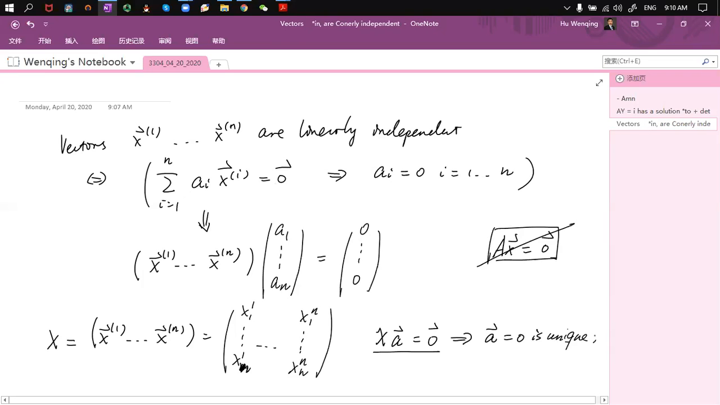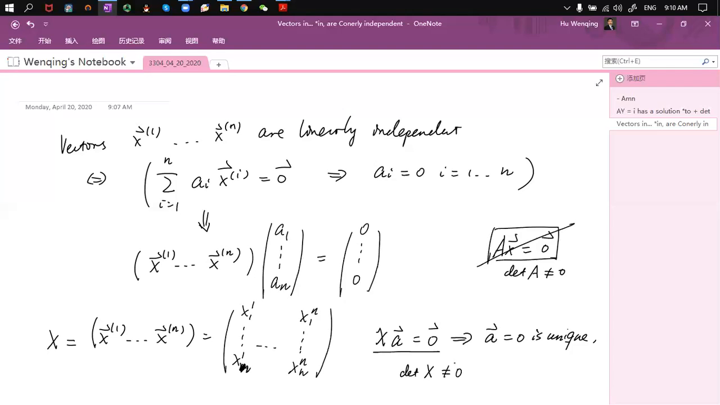So 0 is the unique solution. How do you have the unique solution? Remember, a unique solution means the determinant is non-zero. So here it means the determinant of the X matrix is non-zero. You just have to be careful that I tacitly switched X and A. So the determinant of X is non-zero.